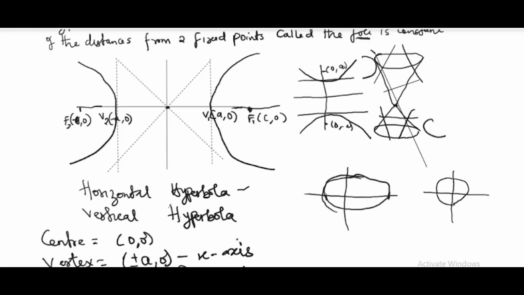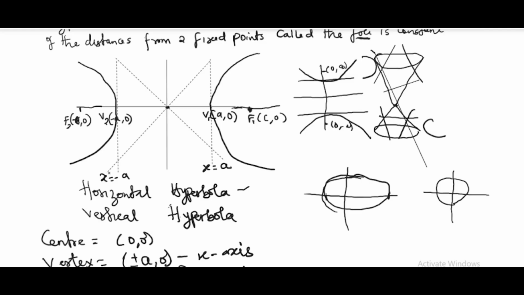Now, the next question, you see this line. At here, we have x equal to a. That's your equation of directrix. And then here we have x equal to minus a. So you have x equal to plus or minus a as your equation of directrix, right?